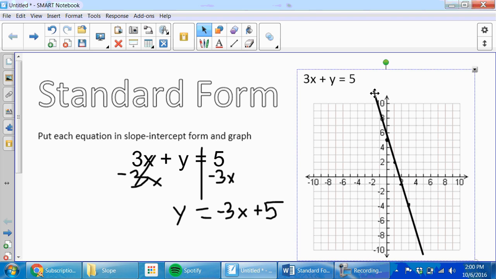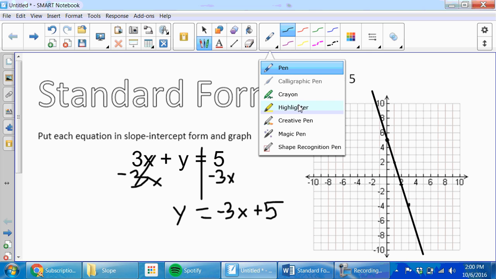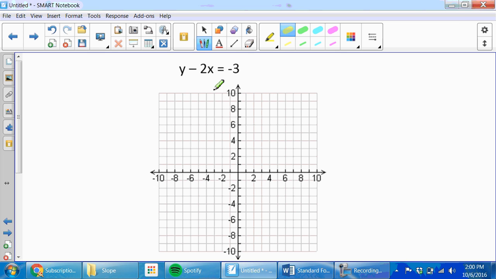Okay. So standard form, this isn't exact, that's how standard form looks, but we actually changed it from standard form to slope-intercept form is what we did. Okay? Let's look at the next one. We're going to try to do the same thing. So how would I solve this? How would I get it so y is alone here?